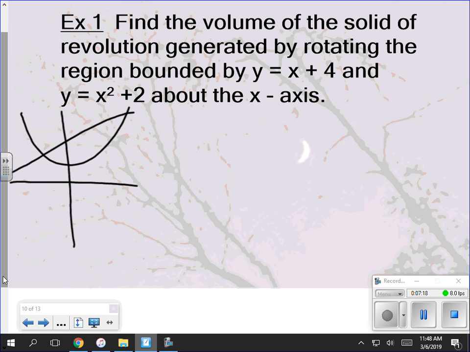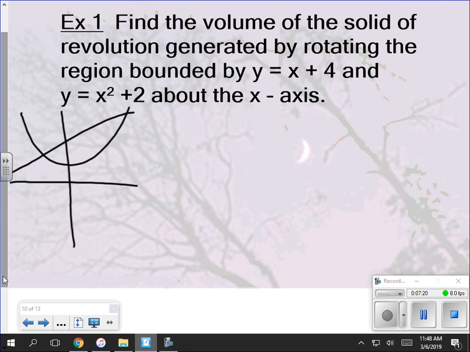So I need to find the bounds where they cross. I need to find this point and this point, or at least the x coordinates. I do that by setting them equal to each other. x squared plus 2 is equal to x plus 4. So I get them all on one side. I get x squared minus x minus 2 is equal to 0. Negative 2 and positive 1, so I get 2 and negative 1 from that.